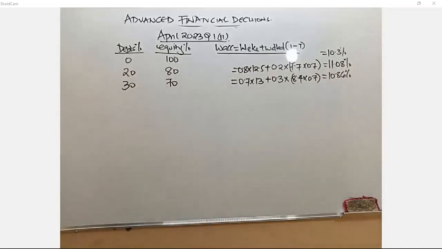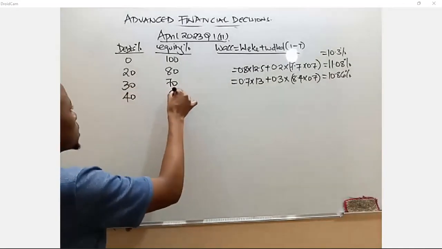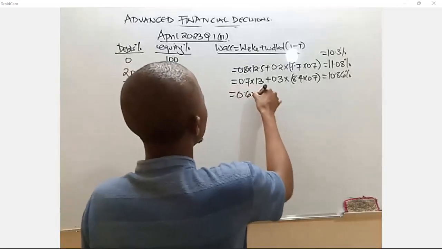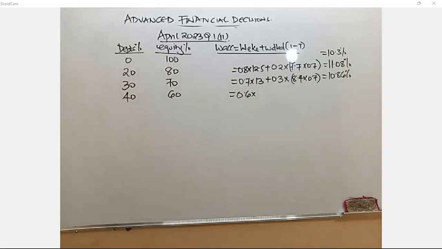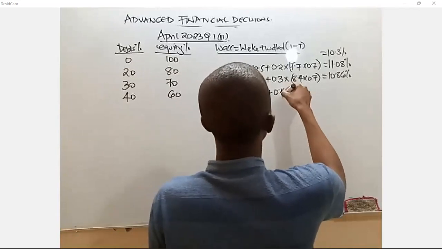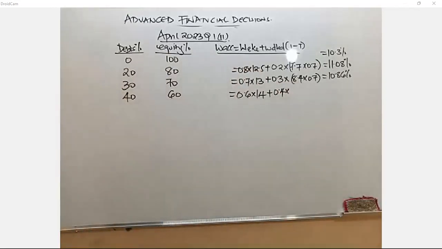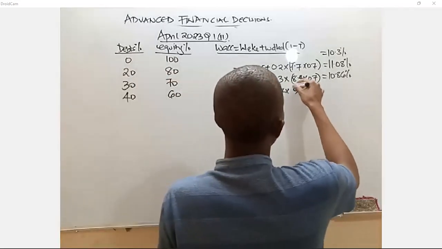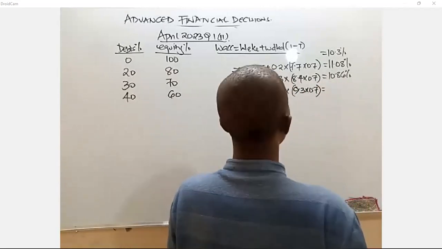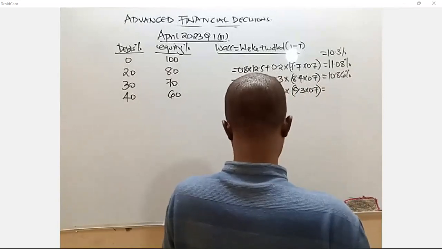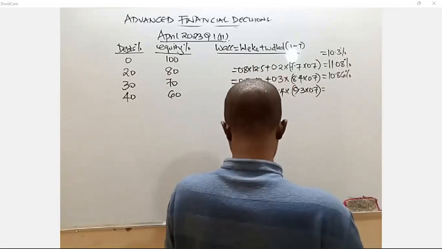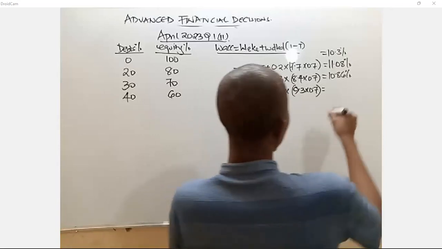The next one, we have 40. 40 is debt, it means this is 60. So let us go to the other side. It means it will be 0.6 times the cost of equity, it is 14. Yes, it should be 14. Plus 0.4 times how much is the cost of debt provided there, 9.3 times 0.7. So 9.3 times 0.7 times 0.4. Then you open your brackets for addition of the equity side, 0.6 times 14, getting around 11%.